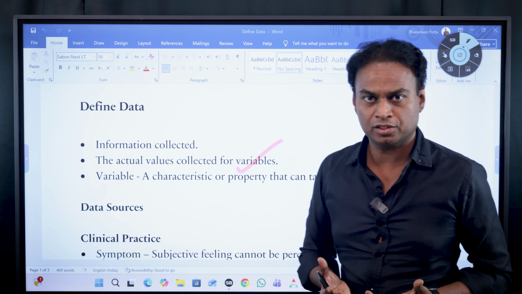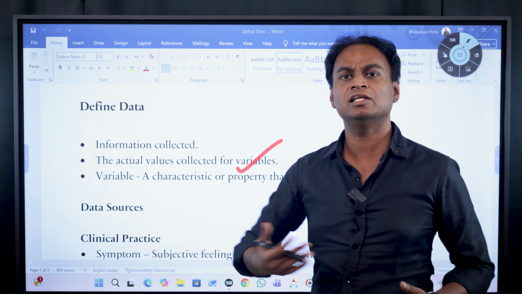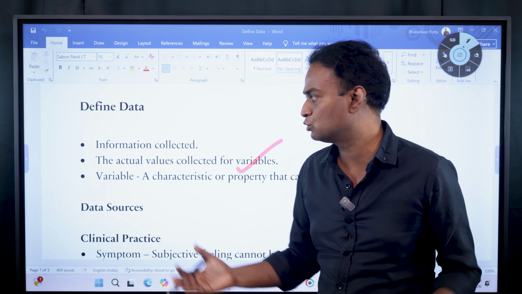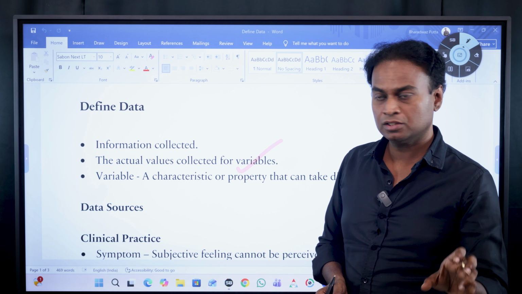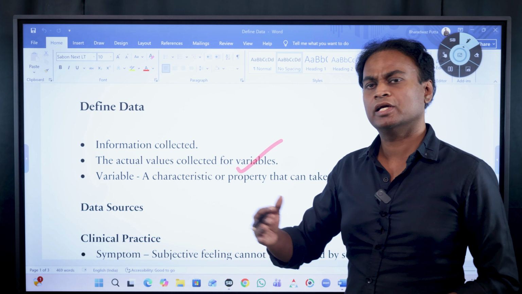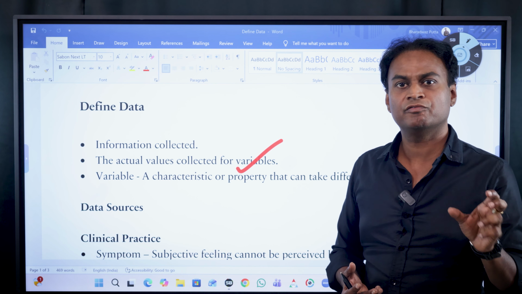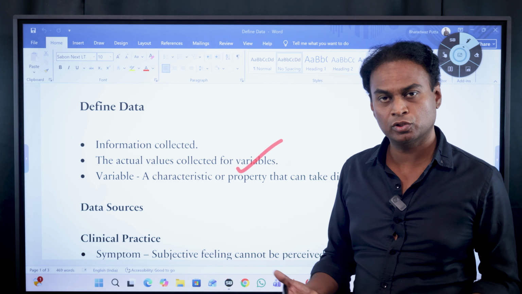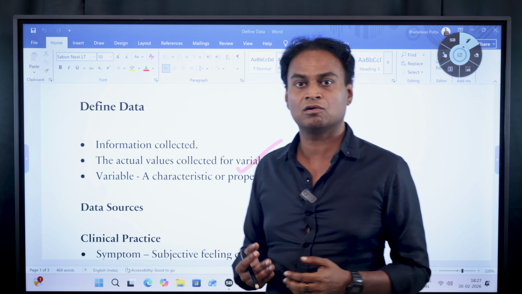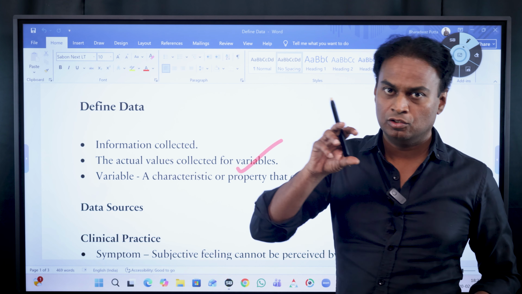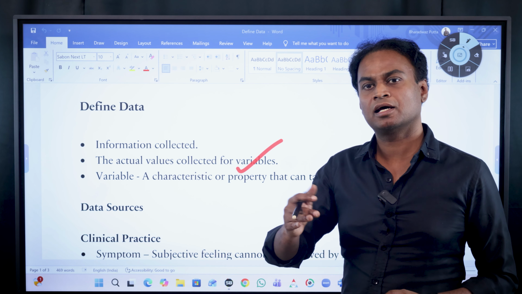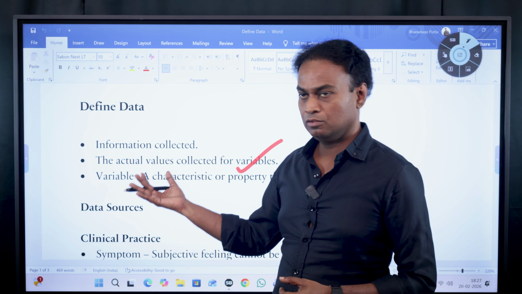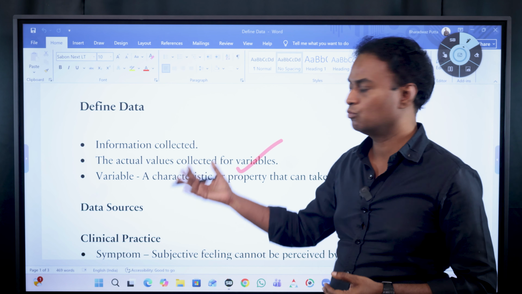For example, blood pressure. Blood pressure is a variable. It can have any value. It can be 120 by 80, 140 by 90. It can have different values. Human temperature is a variable. It can have any value: 98.6, it can have 100, it can have 200. I have seen patients with fever of 108 as well. So human temperature is a variable and it can have any value. All those values come under data. Here you have understood what is data and what is variable.